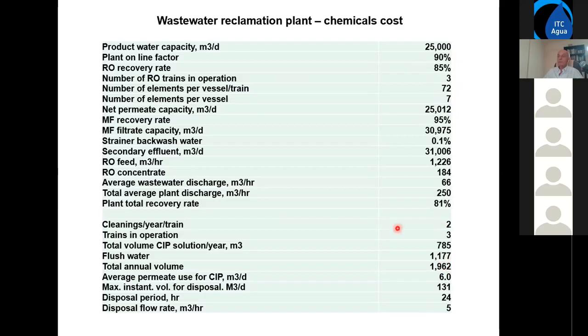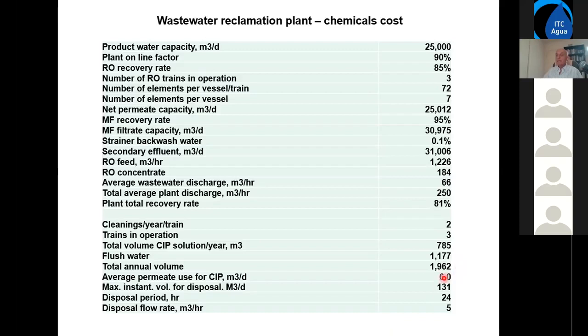Because we need permeate for cleaning. So we have to calculate how much water we need for cleaning, and this goes by the number of cleanings per year, trains in operation, and number of pressure vessels, and you already know that each pressure vessel needs 8 cubic meters per vessel, okay? So this provides us the total volume per year, number of cleanings and flush water, both together with the average. So this is the additional permeate we have to produce annually for the flush and for the cleaning, okay?